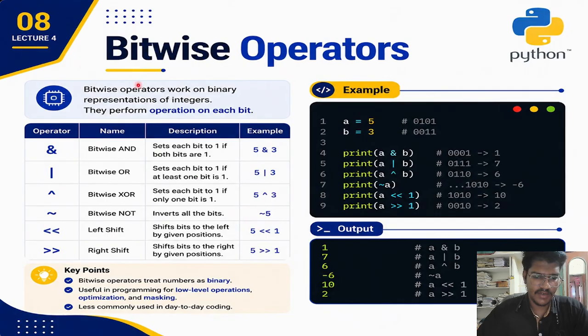The next is right shift. It shifts all the bits to the right by the specified number of positions. This effectively divides the number by 2 for each shift, which is also known as floor division. And the last one says that these operators are commonly used in low-level programming languages, embedded systems, network programming, optimization, and creating bitmaps.